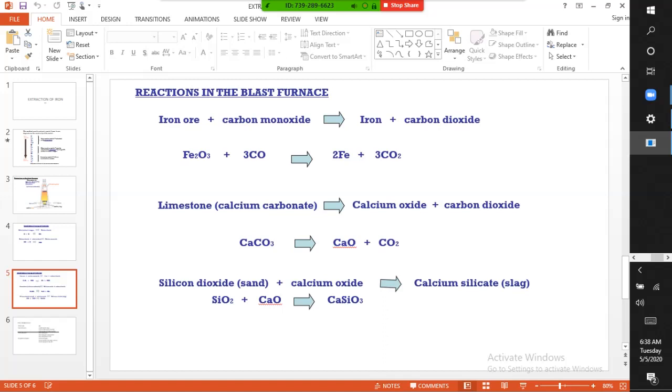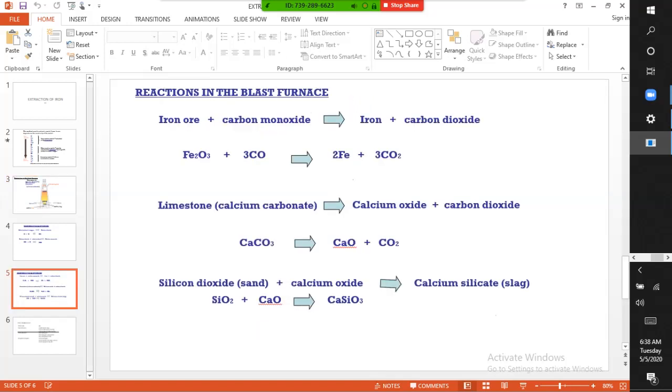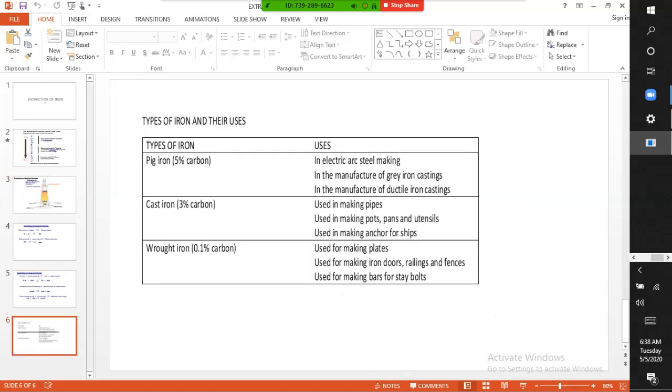Now, the calcium oxide formed combines with sand, which is silicon dioxide. The ore is dug from underground, so it contains sand that can be removed by calcium oxide to form slag. I showed you slag the other time. Slag is formed on top of the molten iron because it is less dense than the molten iron.